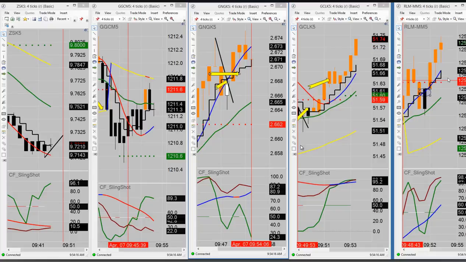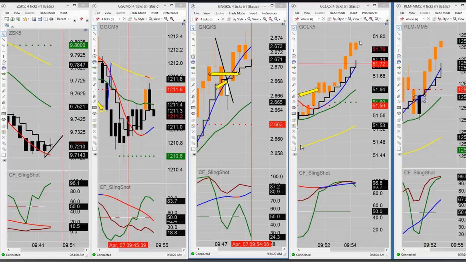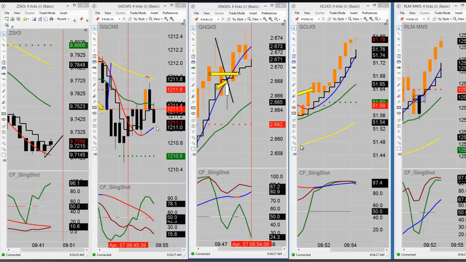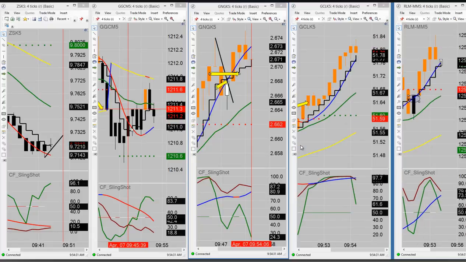All right, so the Russell's got a higher swing in place. It needs to pull back and give us a long trade. Crude oil and natural gas and gold. On the gold, we need 4 ticks profit or close below the MA1. Move our stop to break even.